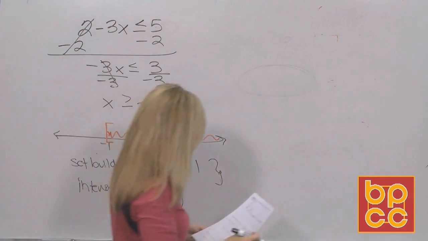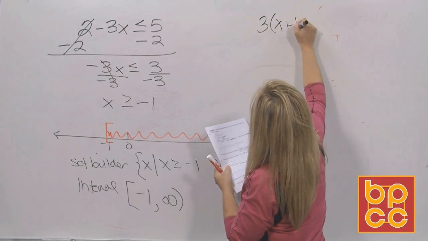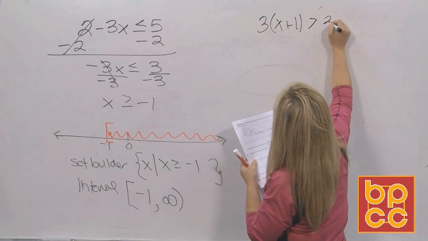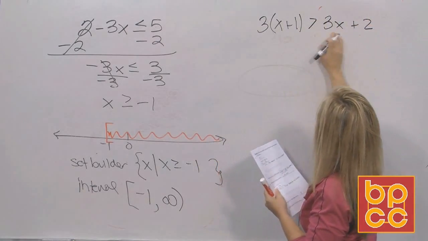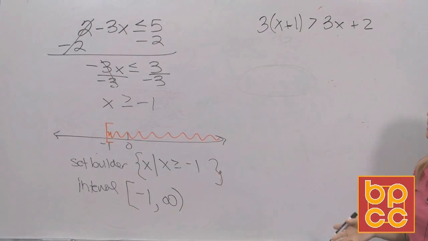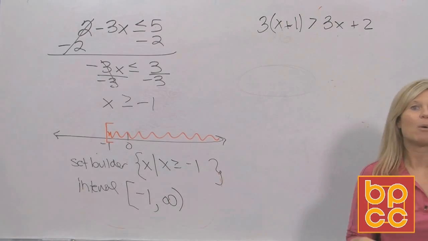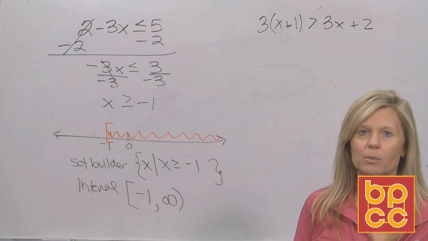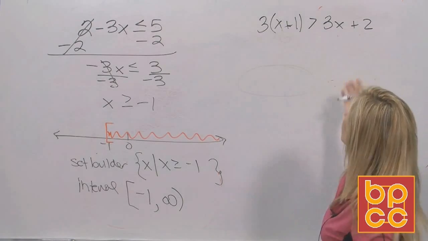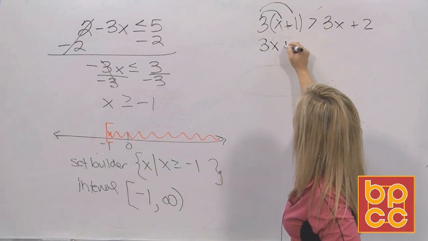Okay, let's try another one. We have 3x plus 1 is greater than 3x plus 2. All right, so in your notes, this is our next inequality. So again, it's linear, it's x to the first power. We're back to the first day of class in module 1.1. What do we do here? We're going to distribute first. We're going to get 3x plus 3.